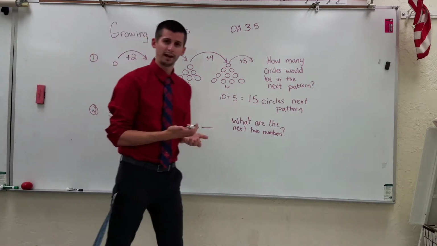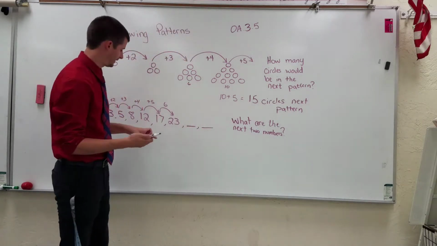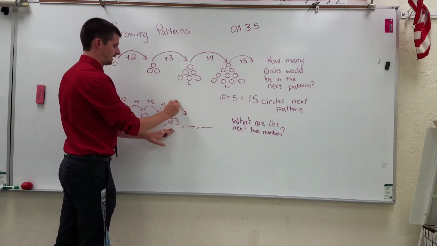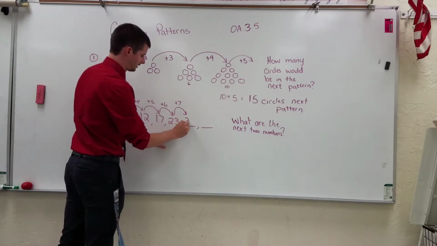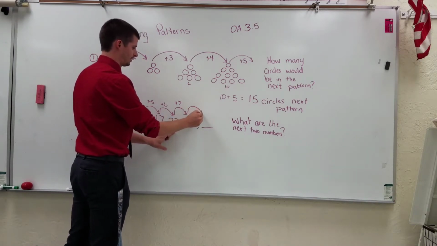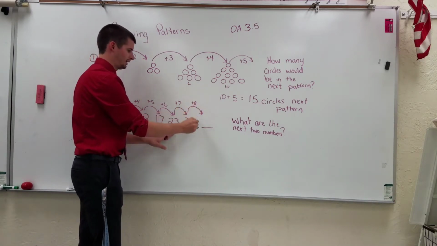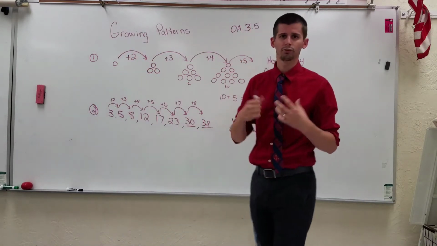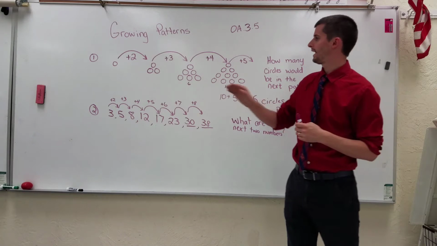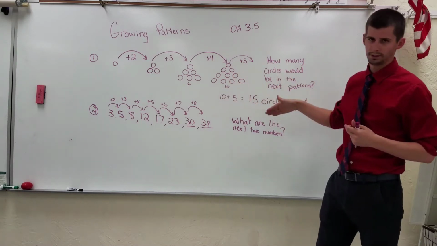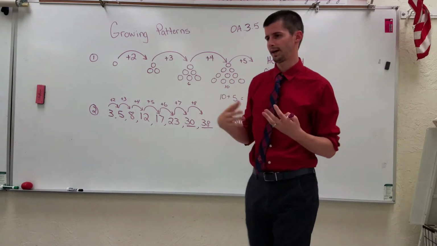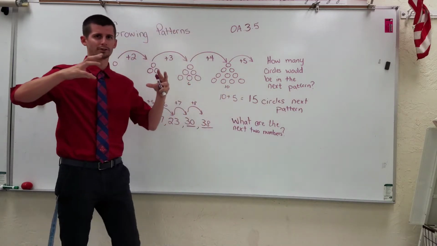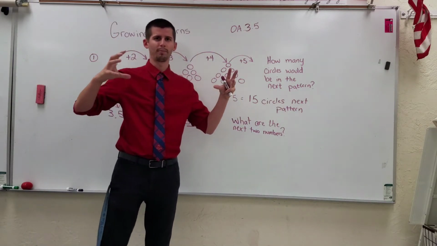So what would I have to add to my next one to get my next term? Well, I had 23, so now I'm going to add 7. So now I would get 30, and I take my 30, and I would add 8, and I would get 38. So this is what a growing pattern is. I'm not just adding 3 to each one, or adding 2, or subtracting 2 each time. Each time, whatever I'm doing is getting larger. That's what it means by growing pattern.